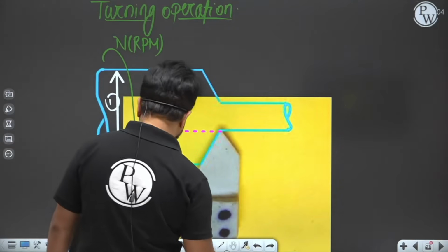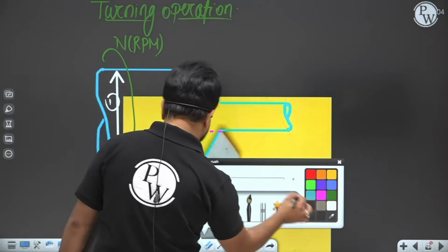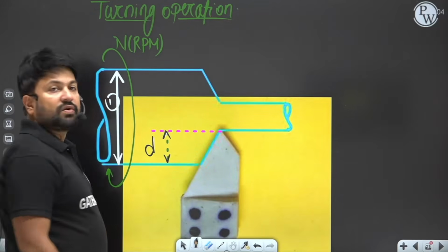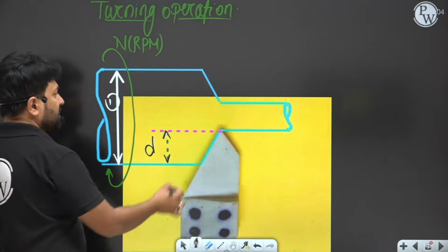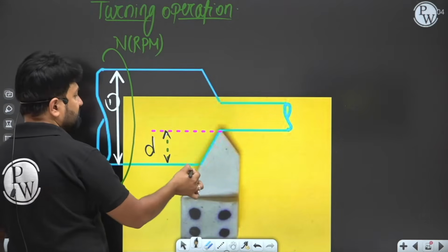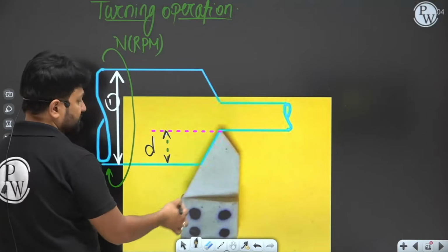I think it is not visible, so I will use another color. This is depth of cut d. Depth of cut is how much the tip of the tool goes perpendicular inside from the surface of the workpiece.